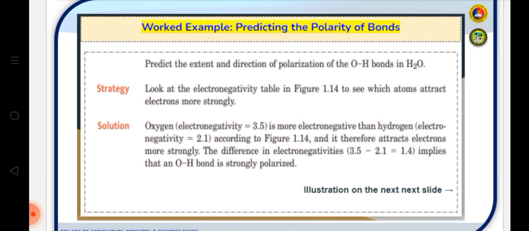So we have here a worked example: predicting the polarity of bonds. Predict the extent and direction of polarization of the OH bonds in H2O. Look at the electronegativity table in figure 1.14 to see which atoms attract electrons more strongly. So ang given is H2O or water. So oxygen, ang iyang electronegativity is 3.5. So more electronegative siya compared to hydrogen. Ang electronegativity ni hydrogen is just 2.1. So diba 3.5 is higher than 2.1. And then we have here the difference in electronegativities, no? Atong kwaon, 3.5 minus 2.1 is equal to 1.4. And this implies that an OH bond is strongly polarized.